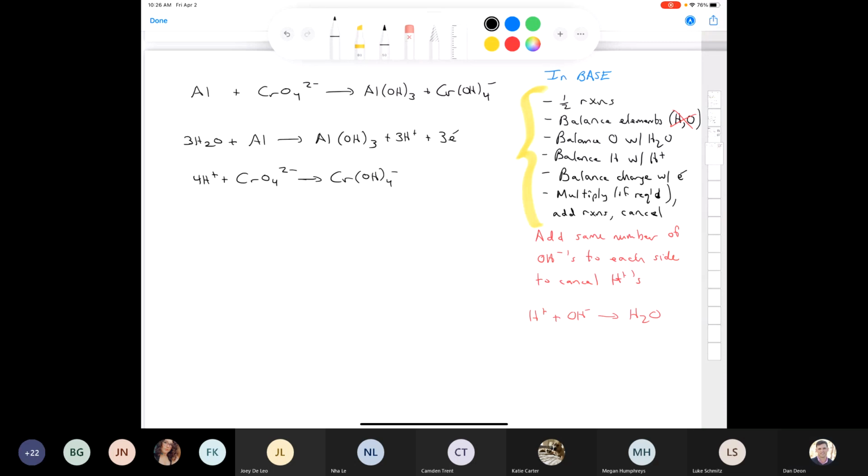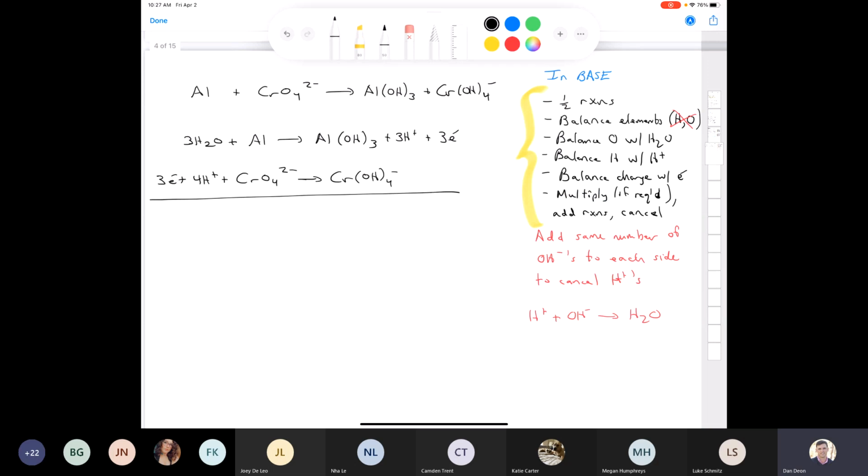Looks good. Now, over here, I have a charge of -1. Over here, I have 2 positive, so +2. So how many negatives do I have to add to +2 to get -1? I have to add 3 electrons over here. Okay, now you can see that the number of electrons work out. I don't have to do this step. I don't have to multiply anything.